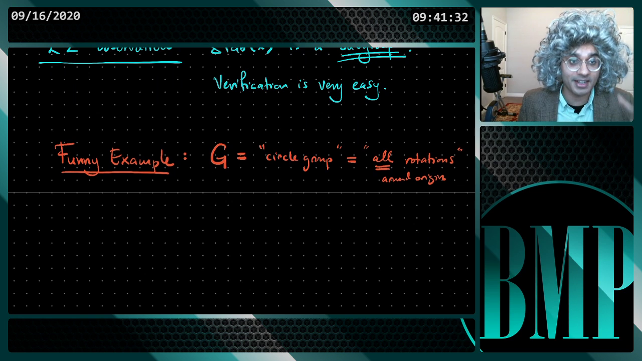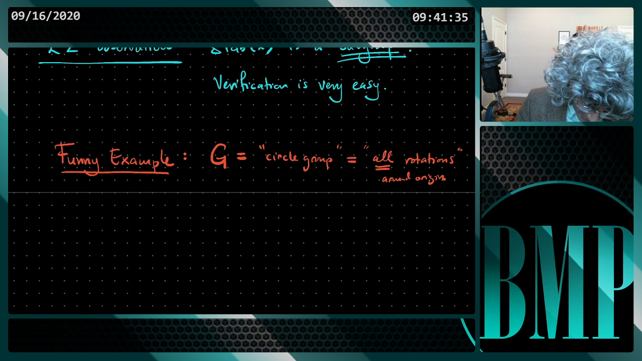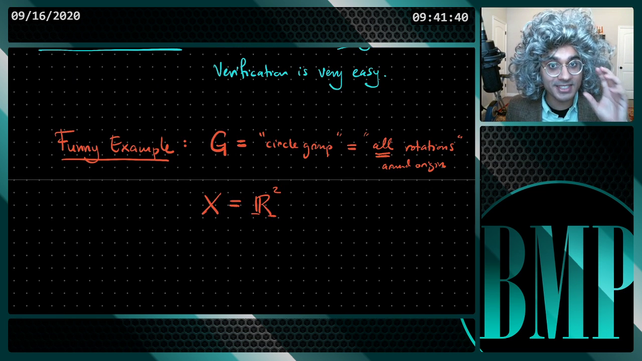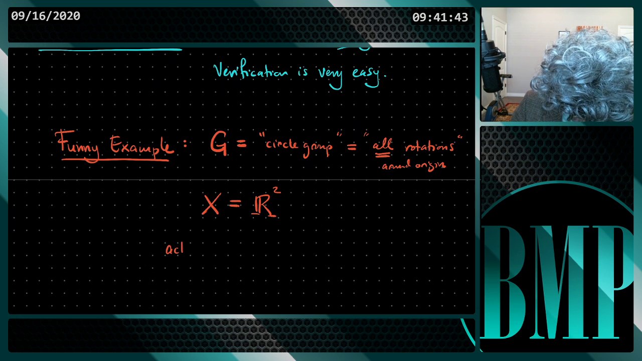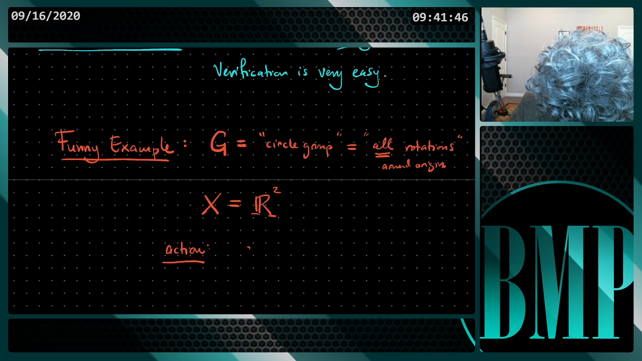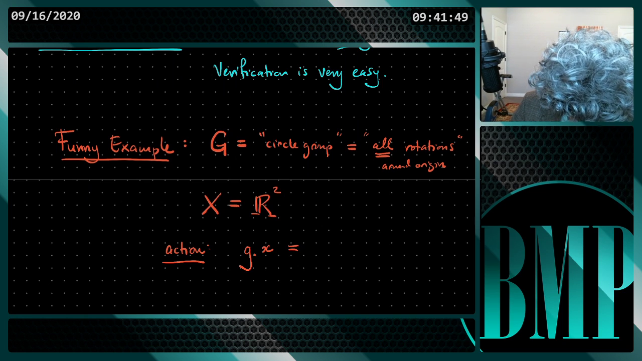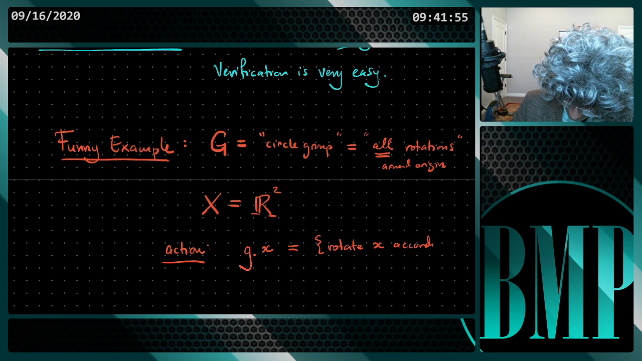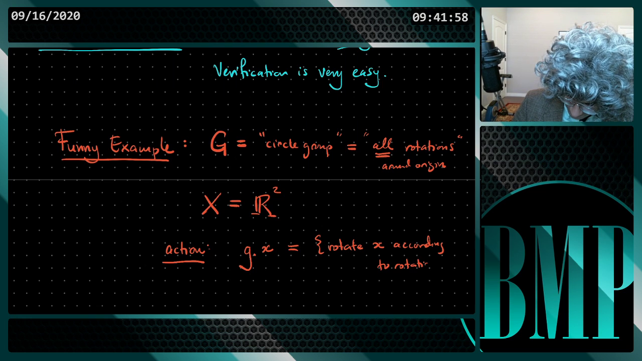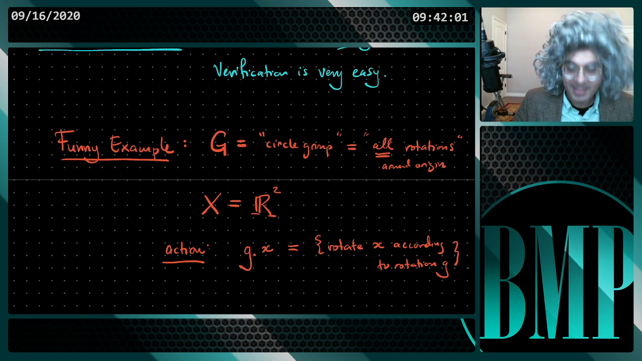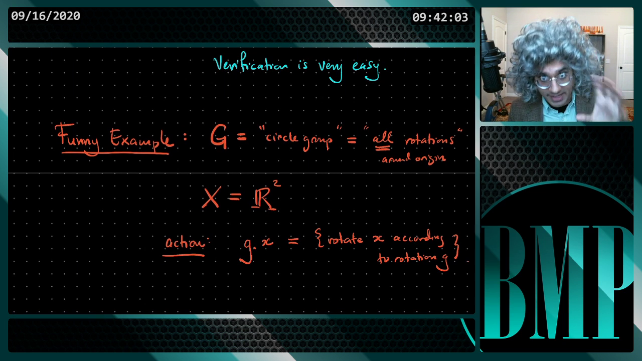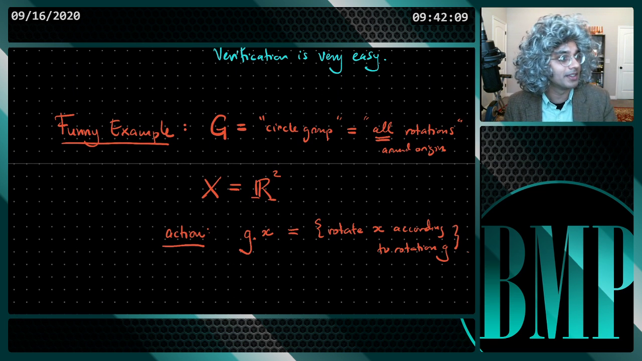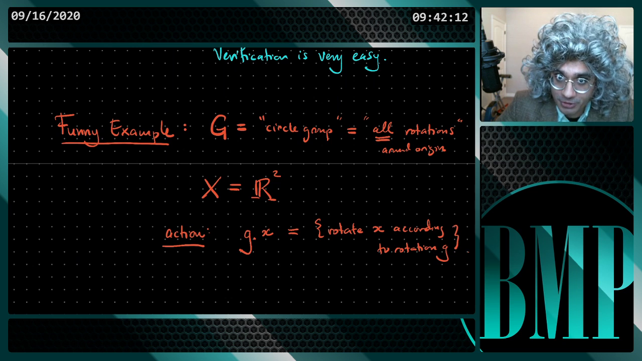Okay, and what's the set that G is acting on? X is R2. And what's the action? The action is g dot an element x equals rotate x according to rotation g. Just the obvious action. Rotate the plane by a specified rotation in the group. The rotation group acts on R2.